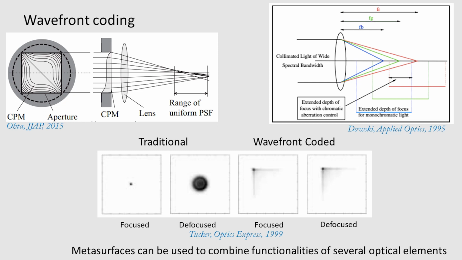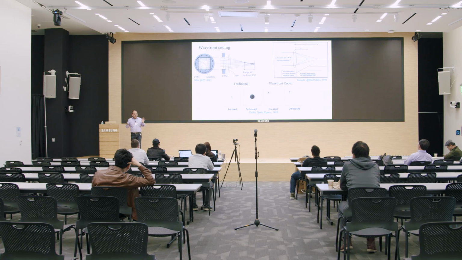Actually, people have used it to solve the chromatic aberration problem in refractive optics. There is a paper by Dowski. He showed that you can solve the refractive optics chromatic aberration problem using this wavefront coding. But as you know, refractive optics chromatic aberration is very small compared to diffractive optics. So we said, okay, can we do that?